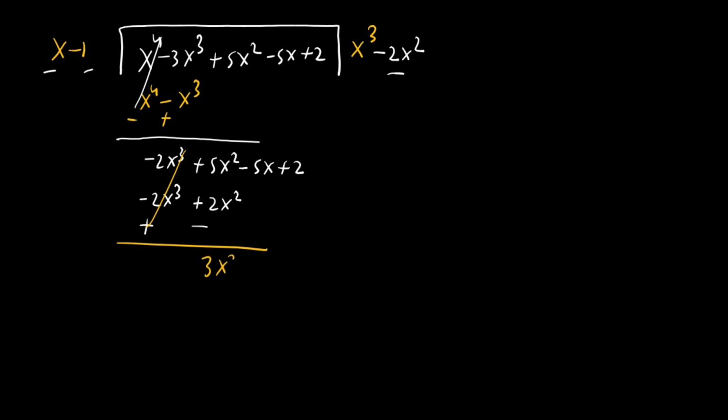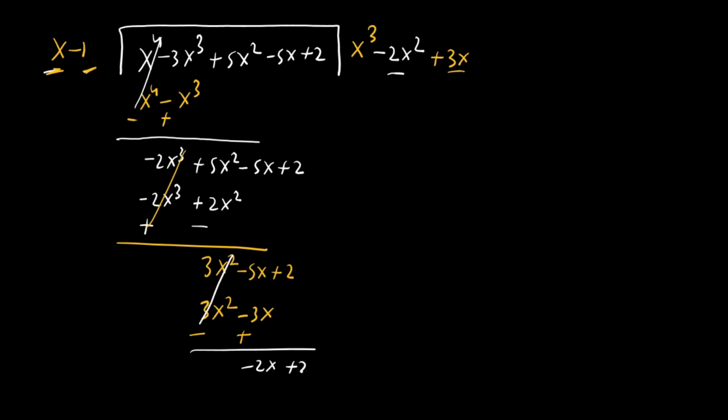is 3x² minus 5x plus 2, and here if we take plus 3x, and plus 3x is multiplied by x, then 3x², and 3x is multiplied by minus 1, then here minus 3x. Then minus and here plus, then this plus 3x² and minus 3x² are cancelled out, and here minus 2x plus 2.